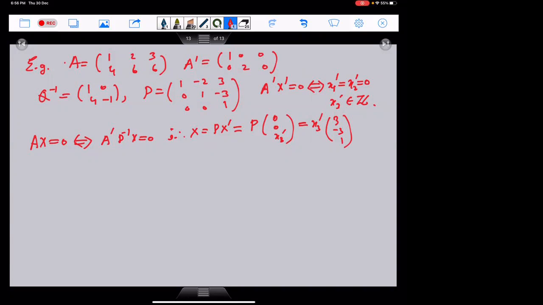Then we want to know the image under A prime is what? A E1 plus B 2 E2, right?